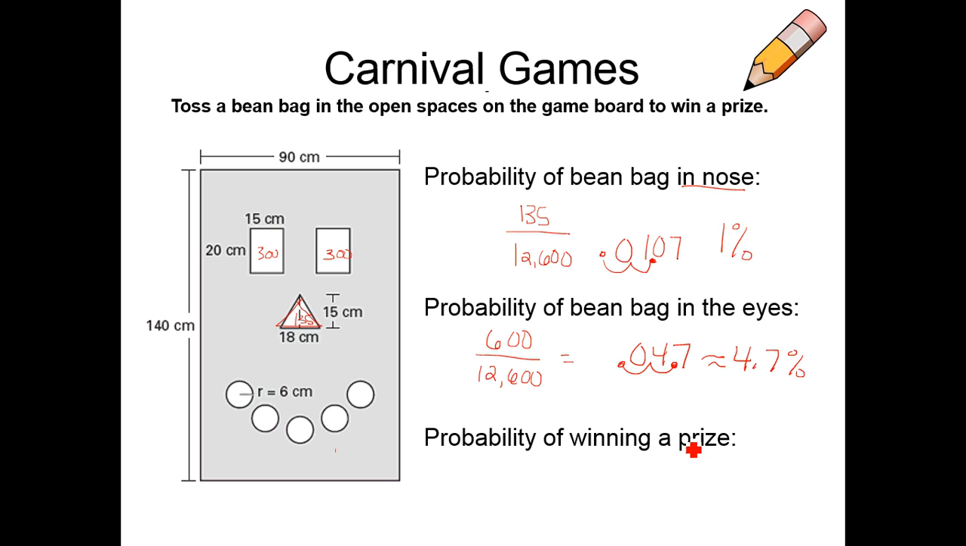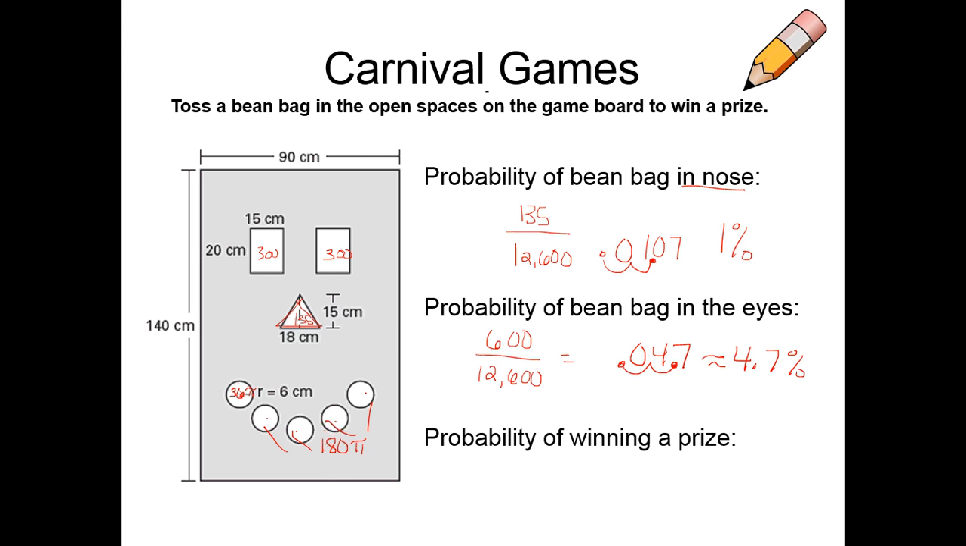So what's the probability of winning a prize in general? So assuming we have to get a prize here in one of these little openings, toss a beanbag in the open spaces to win a prize, like the setup says up there, we're going to need to find all the regions here that win us a prize. So we have to deal with these little circles down here yet. So the circles have a radius of 6, so each one would have an area of 36 pi, pi r squared. 36 pi times 1, 2, 3, 4, 5.